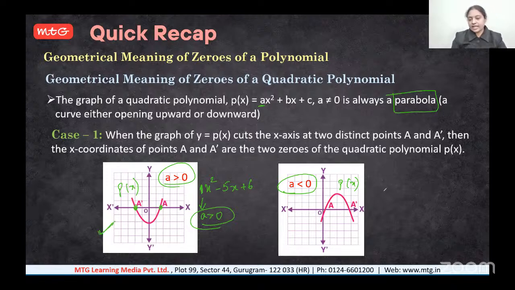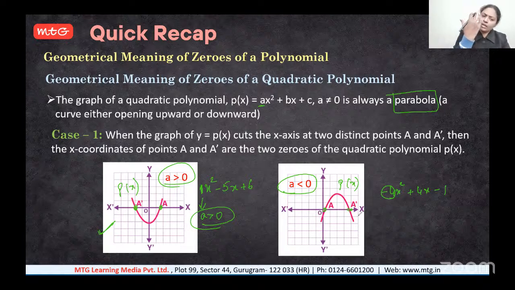Now suppose the equation is something like this: minus 4x square plus 4x minus 1. If your graph is like this, here you can see the x square coefficient is negative. Then the parabola which you draw for this polynomial will be downward open.